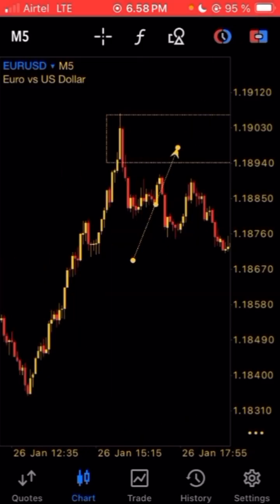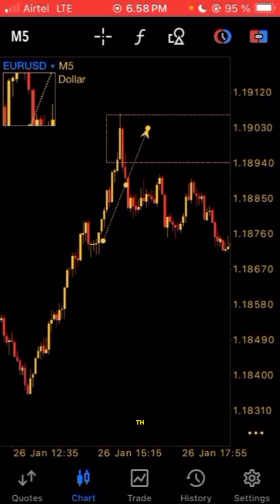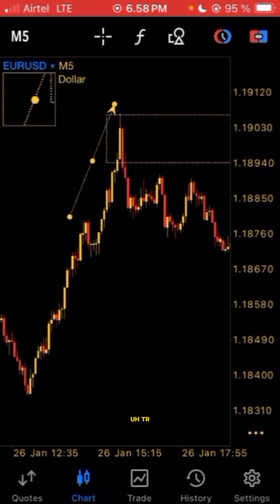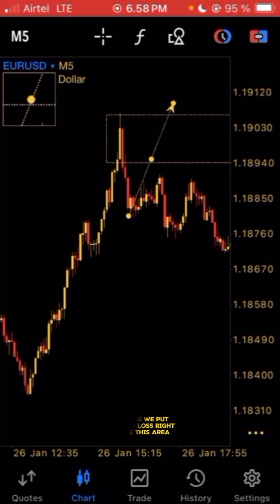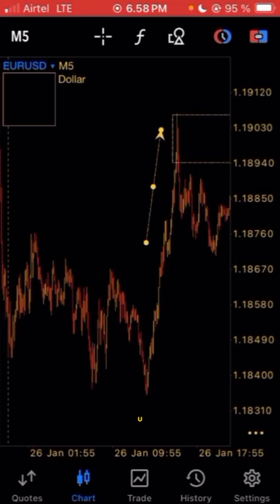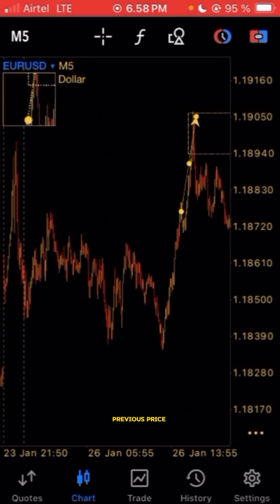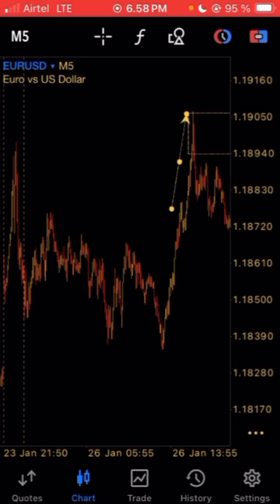Now let's go to this side, right? So in this case there is a manipulation level, manipulation candlestick at this place, right? And boom, we take our trade, we put our stop loss right above this area. We can look for stop loss coordination from previous level or previous price point. Remember, price point is something we need to do.